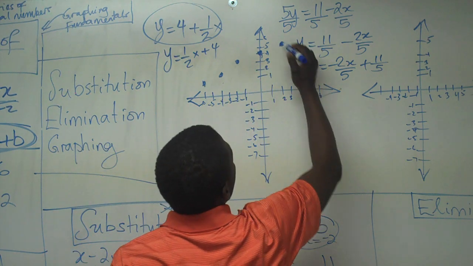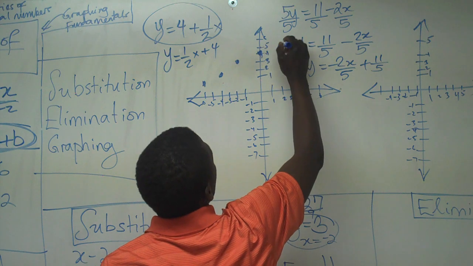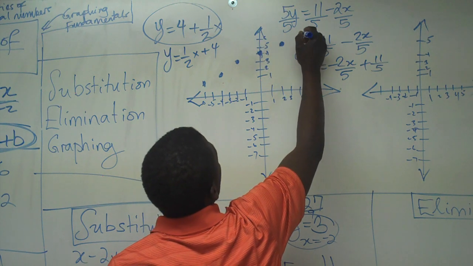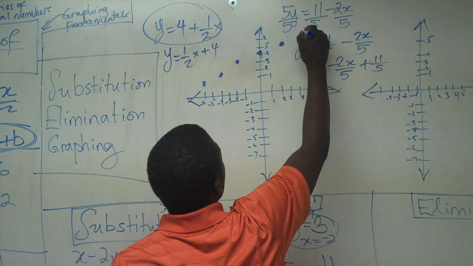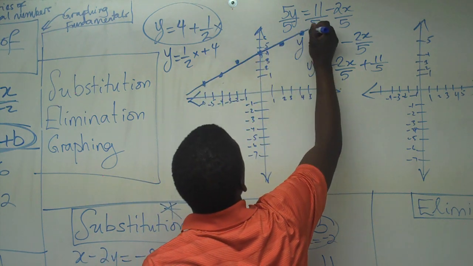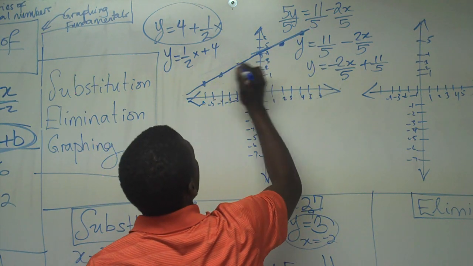And you do the same thing here. For every time you move up, you move over 2. You go up again, you move over 2, okay? And so you draw the line for that one, okay?